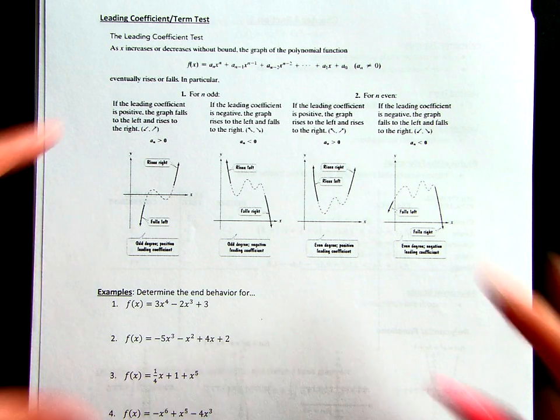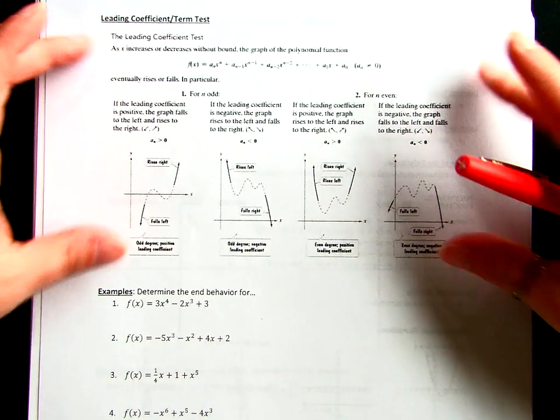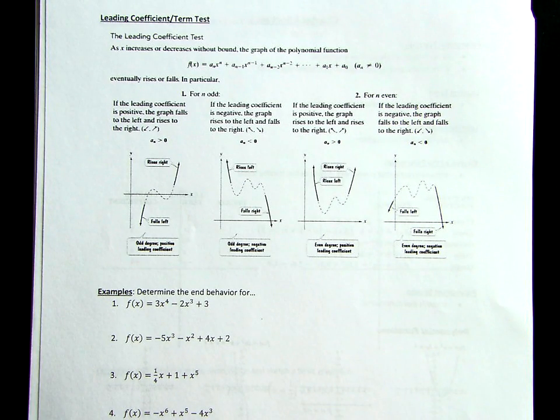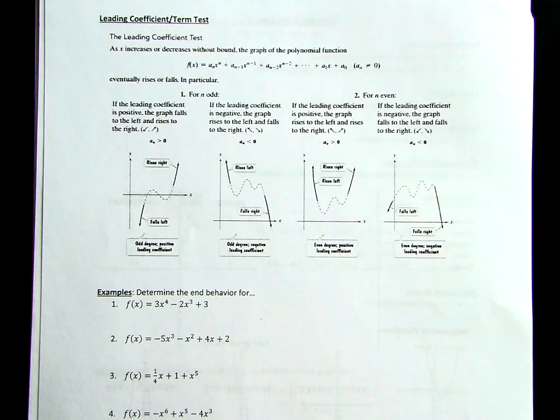While I like this diagram, this box area, I also think it can be a bit confusing. So here's what I want you to see. The leading coefficient test or the leading term test is going to tell us the end behavior of our graphs. So it's going to tell us what happens at the extreme left and the extreme right of our graphs. It's not going to tell us anything about the middle, just the endpoints. And there are different options based on whether our function is an even function or an odd function. And that comes not from whether the whole function is even or odd, but whether the degree of our polynomial is even or odd, okay?